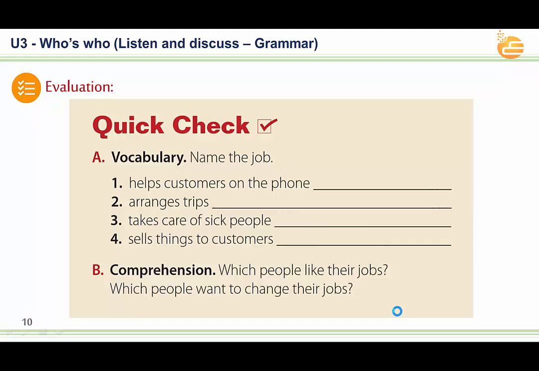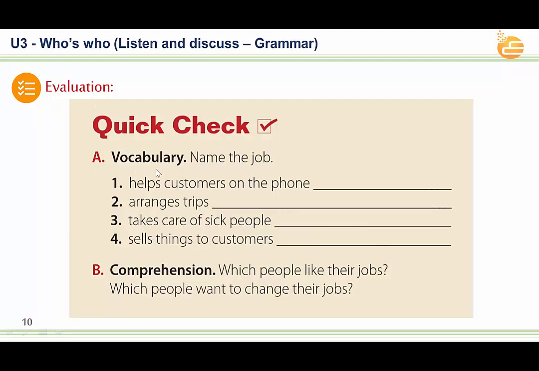Very nice. So this is the end of the listening. Okay, so we listened to a few people and their jobs. We got some information about their lives, what they like and what they don't like. Okay, so now we have evaluation. The evaluation, you can say, is some questions. We have to answer them or complete them. Let's see what we have.